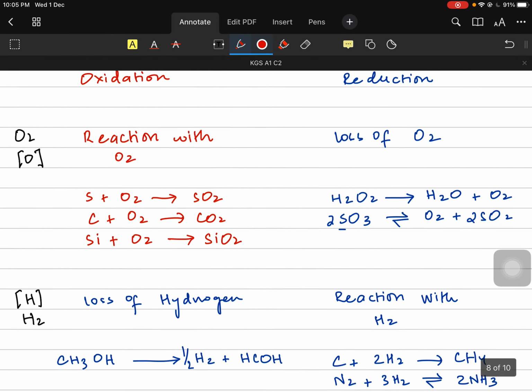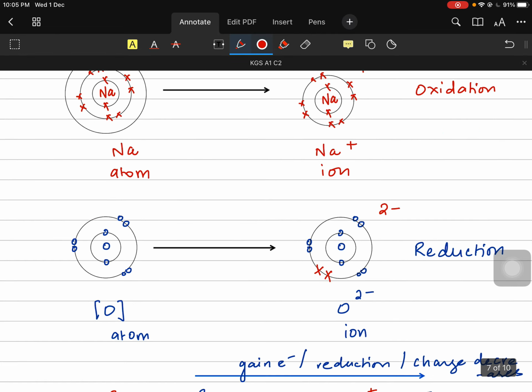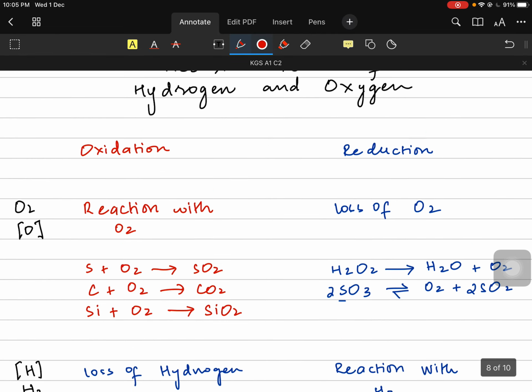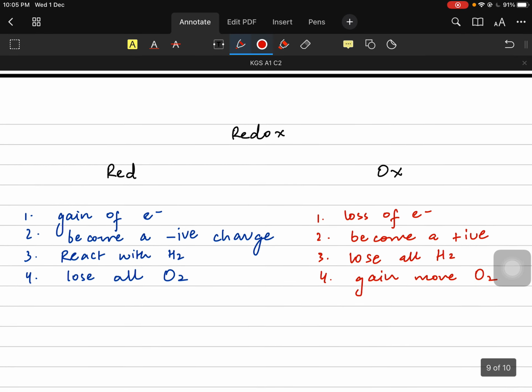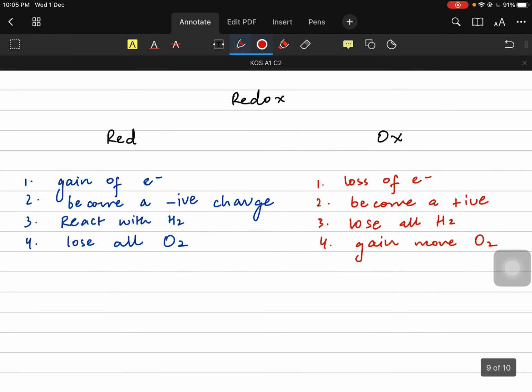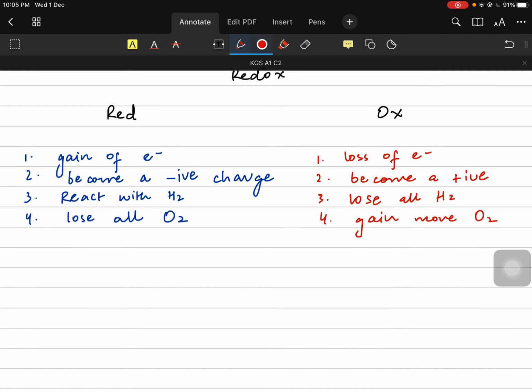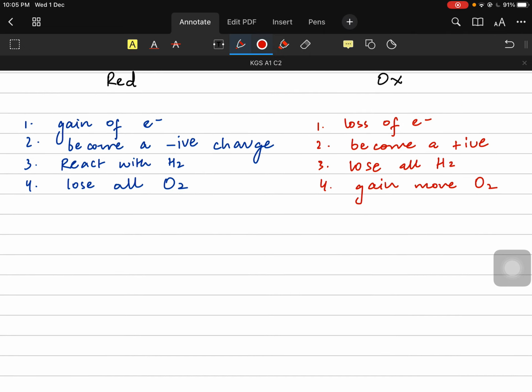Previously, we were talking about the idea of redox reactions. We know that reduction and oxidation were described in four different manners. Reduction means gain of electron to become more and more negative charges, perhaps to react with hydrogen gas and losing all the oxygen. Oxidation is the total reverse of it. So, oxidation is the loss of electron to become a plus charge, increase the positivity, to lose hydrogen gas and gain more and more oxygen around the atom or perhaps the compound.